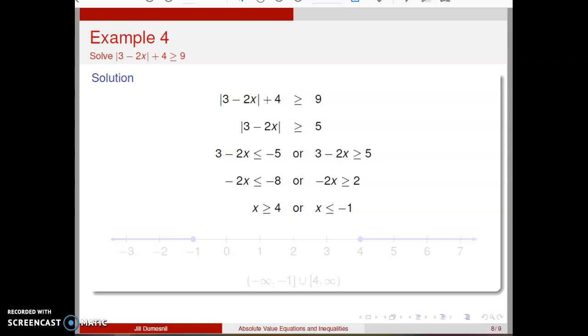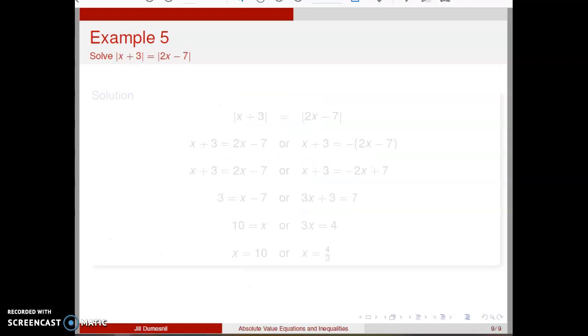We graph this solution set by shading everything outside of negative 1 and 4 with closed circles to indicate inclusion of the endpoints at negative 1 and 4. The interval notation has closed brackets at negative 1 and 4, but parentheses at plus and minus infinity.